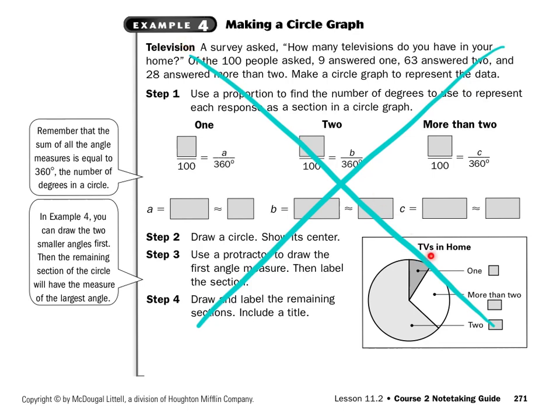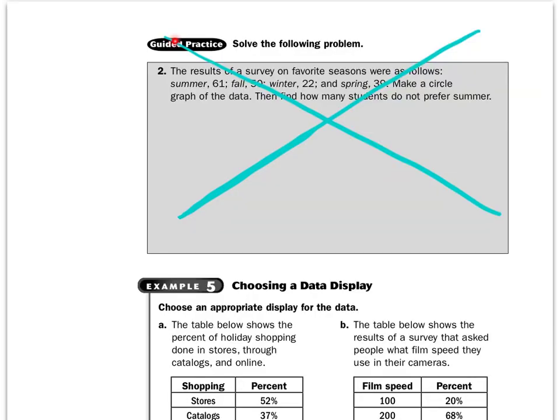Okay, so go ahead and lightly cross out example 4. We're not going to be making a circle graph at this time. And maybe you're going to put your movie clue somewhere over here that I'll mention later. Okay, and go ahead and lightly cross out example 2 here.